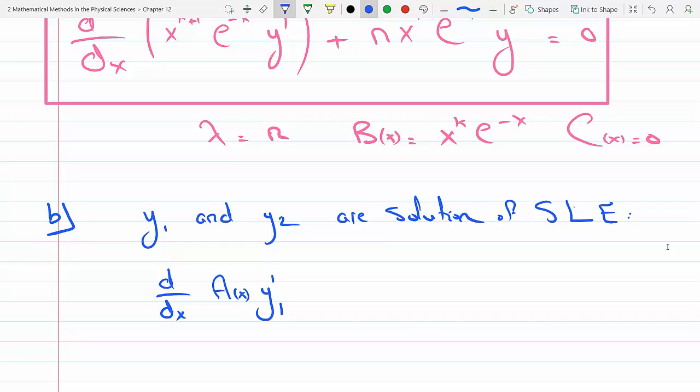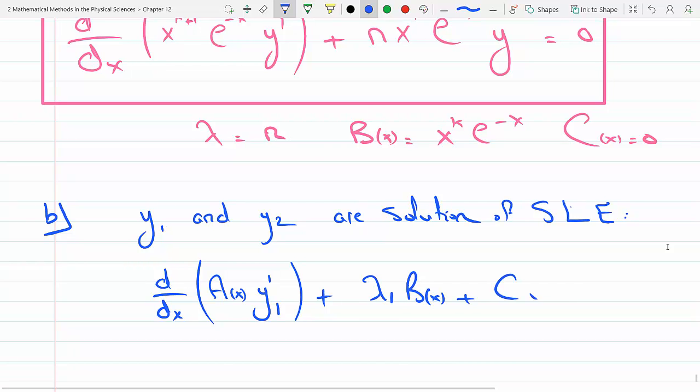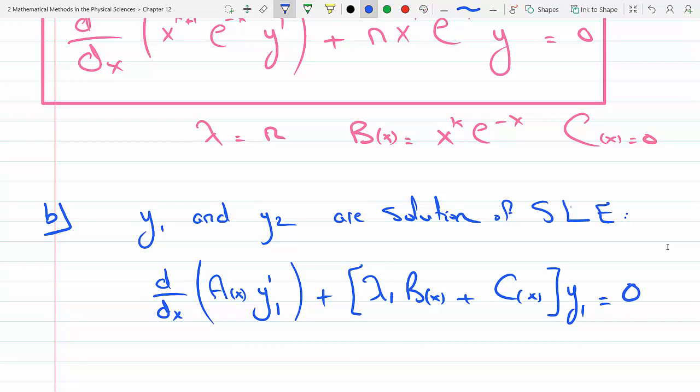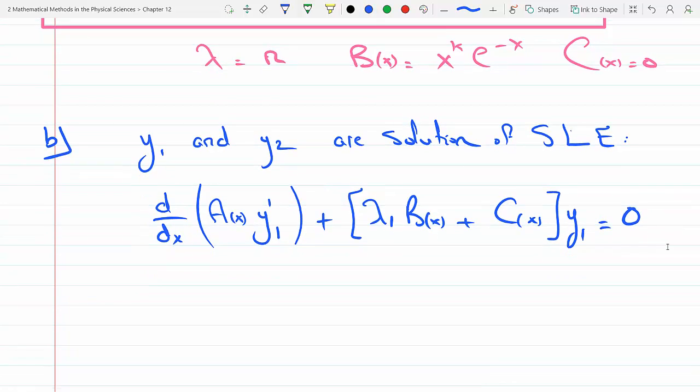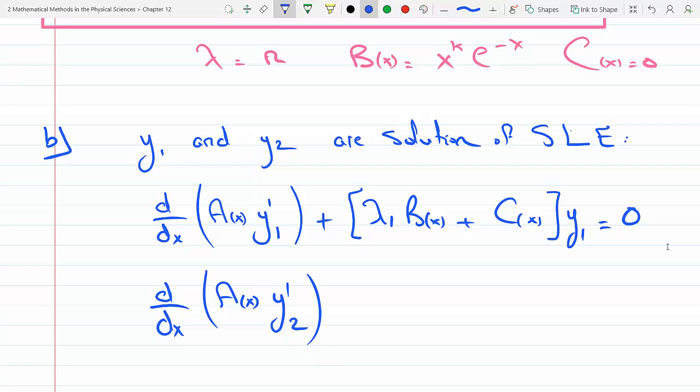and for that I will use lambda 1 as the coefficient of b of x. We don't know what lambda 1 is, but it's some constant, plus c of x. We're trying to prove this for whatever lambda 1 and lambda 2 are. They would certainly be orthogonal. So this is for y1, and I'll rewrite the same thing for y2. I'll use lambda 2 as the coefficient of b of x.